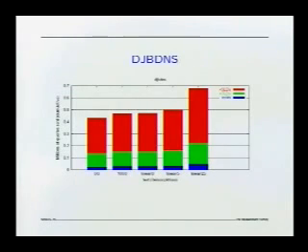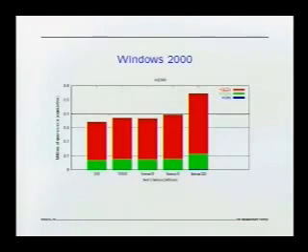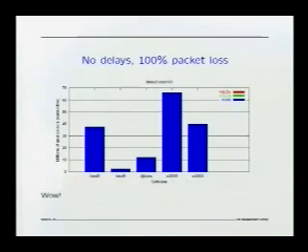The results for DJBDNS, nothing really obvious to comment on here. Here's Windows 2000 and Windows 2003. This graph I find particularly interesting, however.